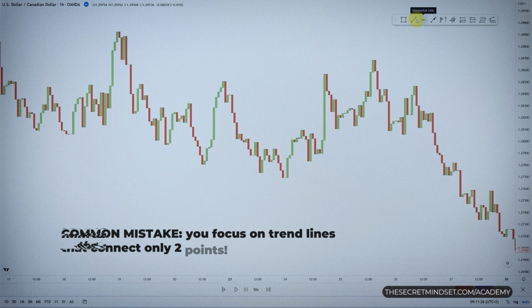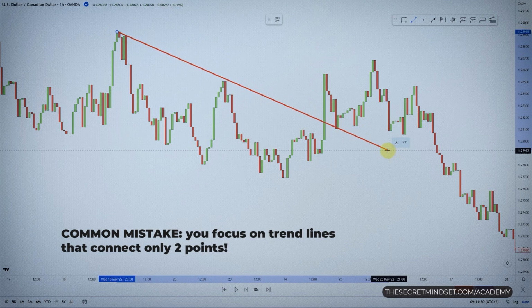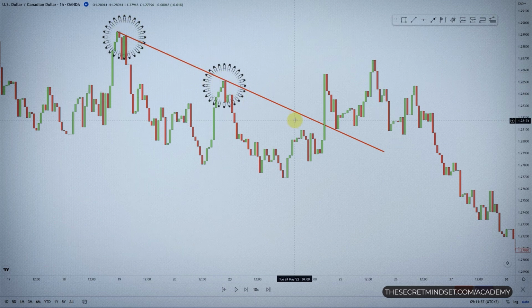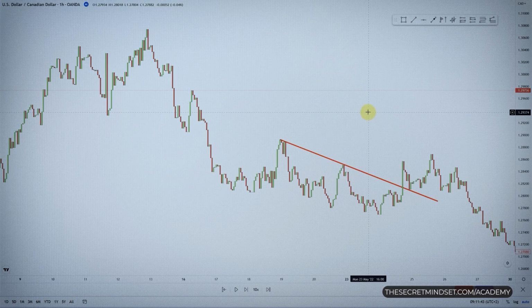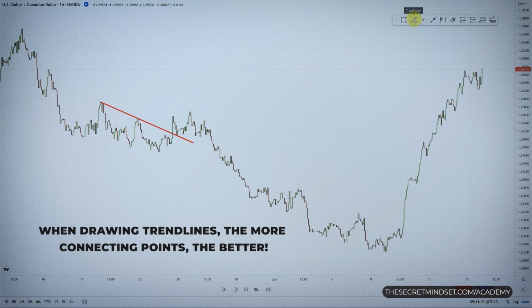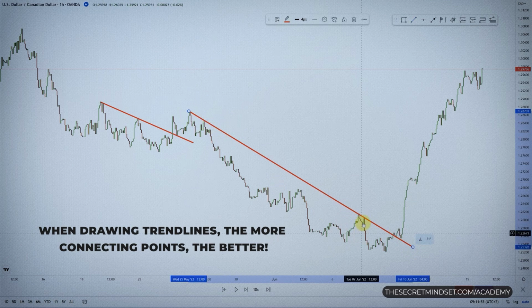A big mistake I've personally made for several years is to focus on the trend lines that connect only 2 points. You see 2 swings and you connect them with a trend line. I've lost far too many trades chasing false breakouts using this technique. When drawing trend lines, the more connecting points, the better. This is because the more connecting points a trend line has, the more reliable and robust it becomes.